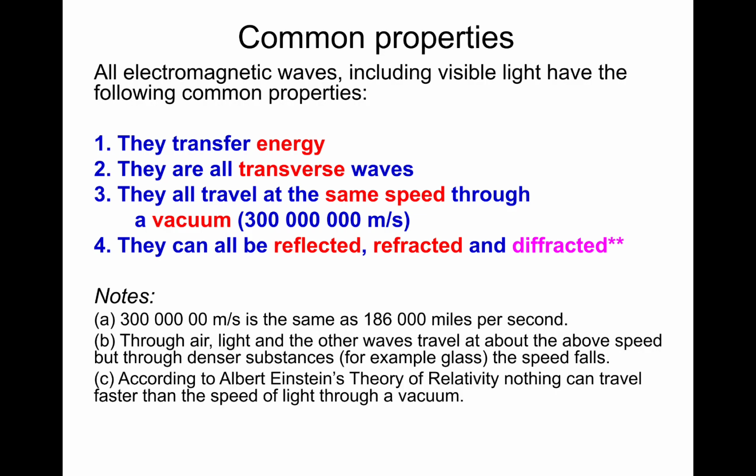According to Albert Einstein's theory of relativity, nothing can travel faster than the speed of light through a vacuum. We've tried to find things that travel faster than light and been unsuccessful. So it's like the ultimate speed limit of the universe. There is a subatomic particle that travels at the speed of light, and it's called a neutrino. You'll learn about them when you do A-level, or you can Google it and find out. Anyway, make sure you've got all that, so if you need to pause, please do so, and then let's move on.